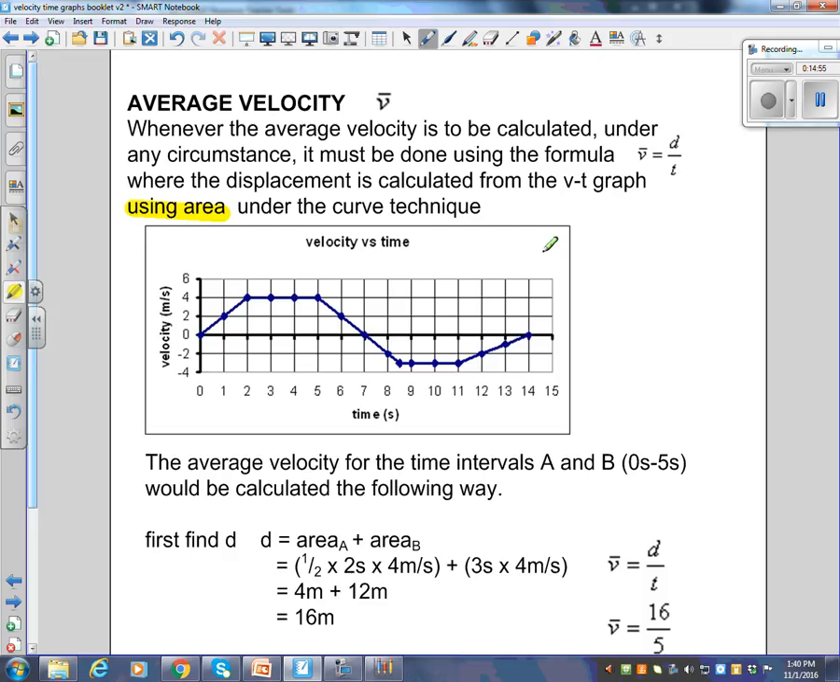Find the displacement using the area. Here's what people want to do. If I say find the average velocity for intervals A and B, which is those two right there, they want to say, well, it starts at 0, and it ends at 4, and so the average is 2. That is 100% wrong.